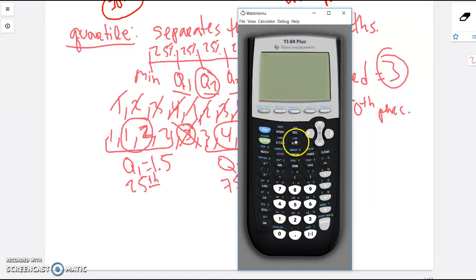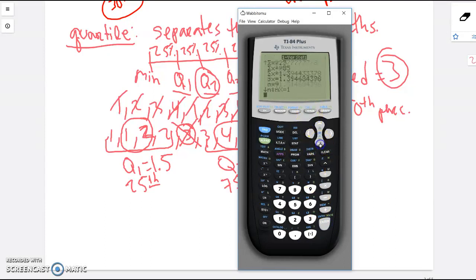So I'm going to go back to stat and go on edit. And right here, I have already placed all the numbers for you, the numbers that I made up. Then after that, I'm going to press stat again and go to calc, and go to one variable statistics. I'm going to press enter.